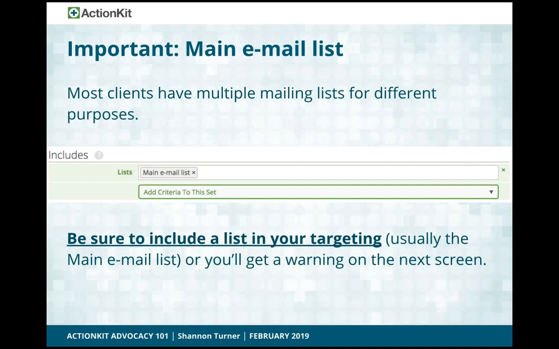This is an important one, so I want to call special attention to it because you're probably going to use this include in pretty much every mailing that you send, with few exceptions. We include the main email list, and you can get there from Add Criteria, Lists, and then type in Main Email List. The reason for this is your organization may have multiple email lists, including some that are not supposed to receive any mailings, but they're not necessarily unsubscribed either. So if you don't include a list in your targeting, ActionKit will remind you on the following page.